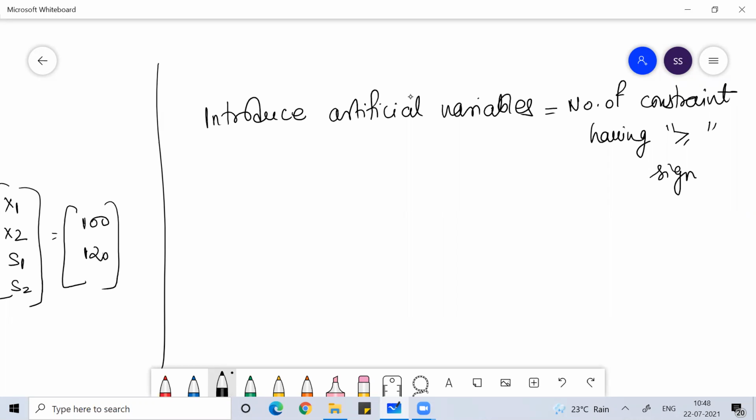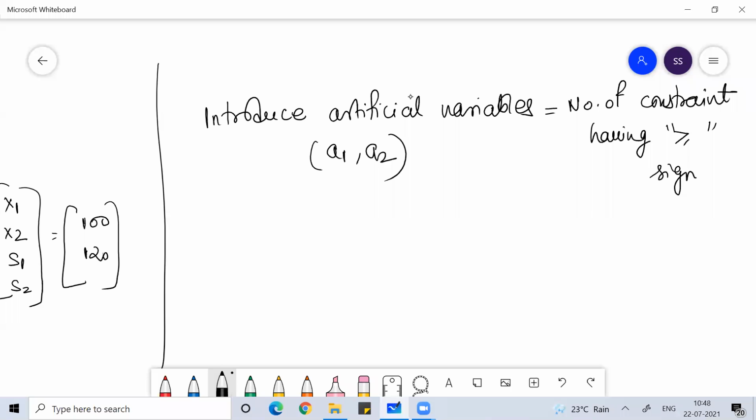I hope you understand. Because we need to initiate solving the problem, we cannot initiate solving the problem with the negative slack variable. So what I'll do, I'll introduce artificial variables, suppose A1 and A2. Why A1 and A2? Why only two artificial variables?